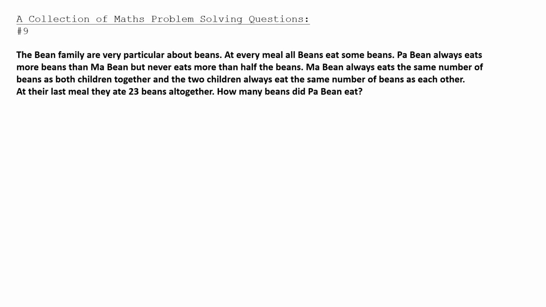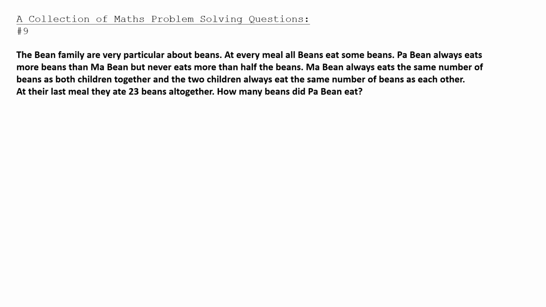Ma Bean always eats the same number of beans as both children together, and the two children always eat the same number of beans as each other. At their last meal, they ate 23 beans altogether. How many beans did Pa Bean eat?